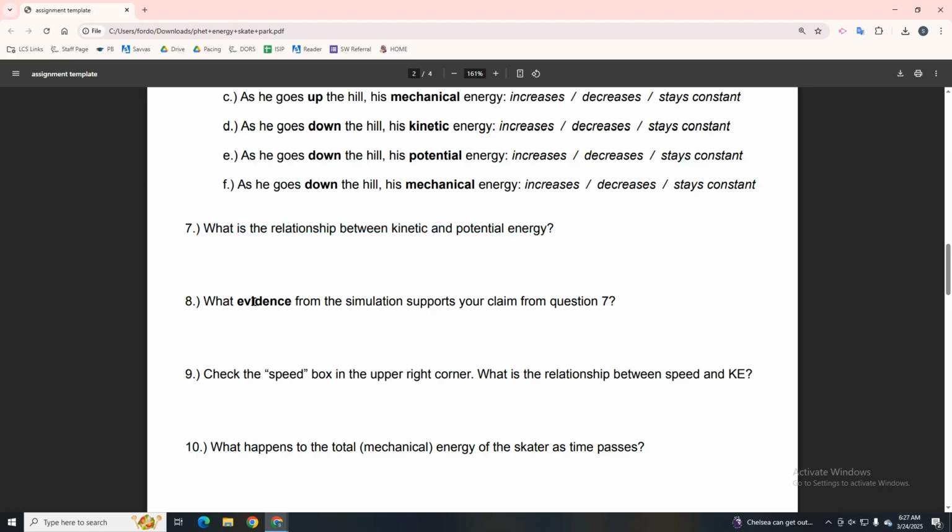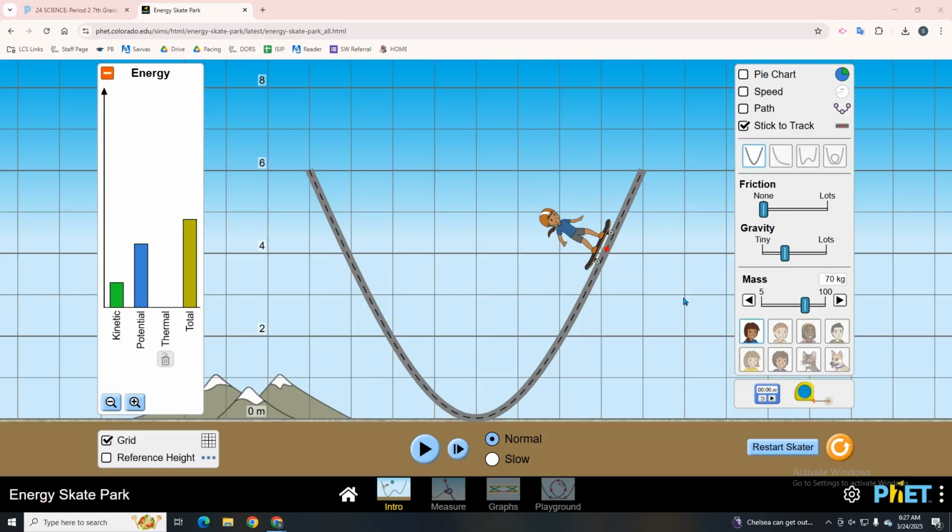Question number 8. What evidence from the simulation supports your claim in question 7? This is an important question that hopefully in science you see more of. You're going to say or talk about the graph. What is the graph showing you about the potential and kinetic energy?